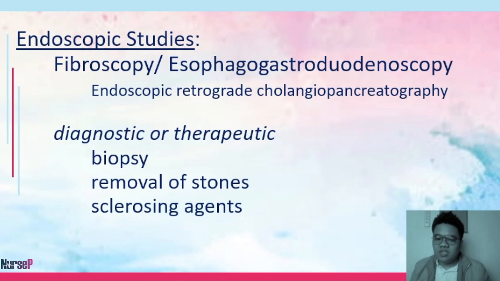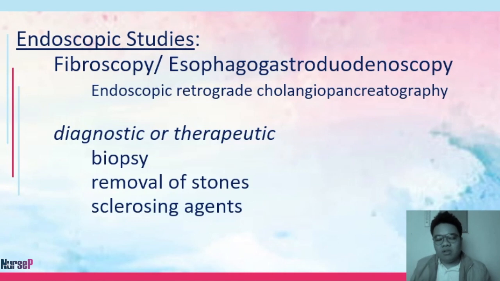In your ERCP, this allows for the visualization of your cholangio. Cholangio refers to your common bile duct and then your pancreas or part of your pancreas. So the procedure in ERCP is the same as your EGD, but the thing is there is a small part of the scope that goes towards your common bile duct and then your pancreas.